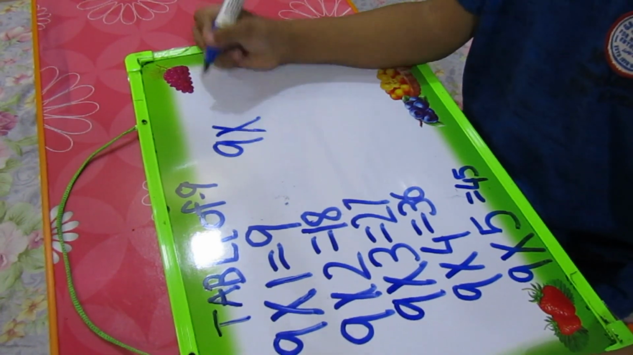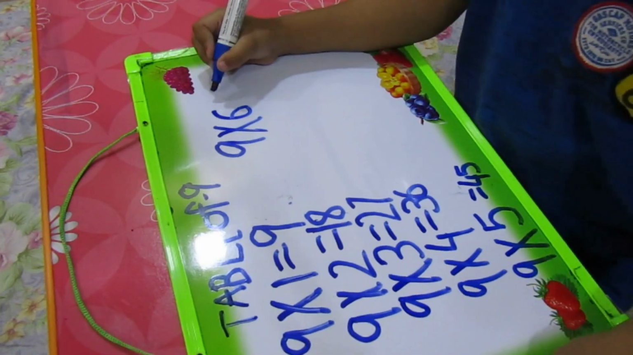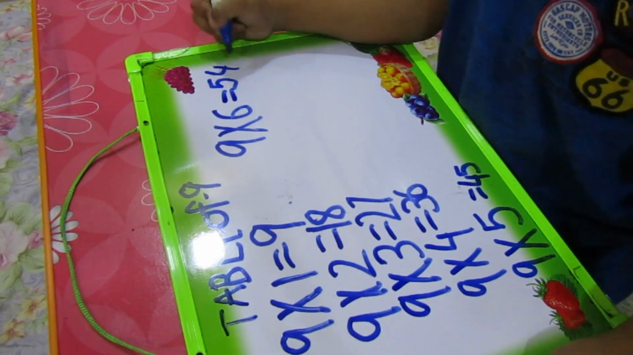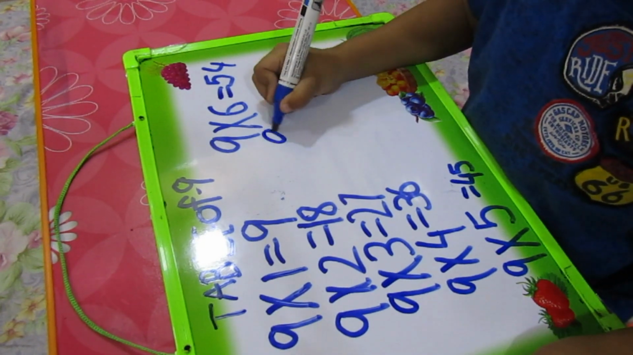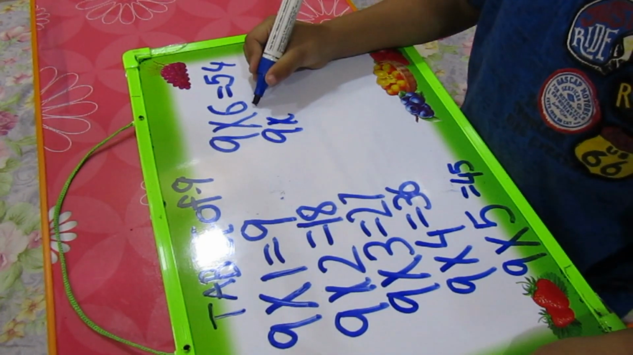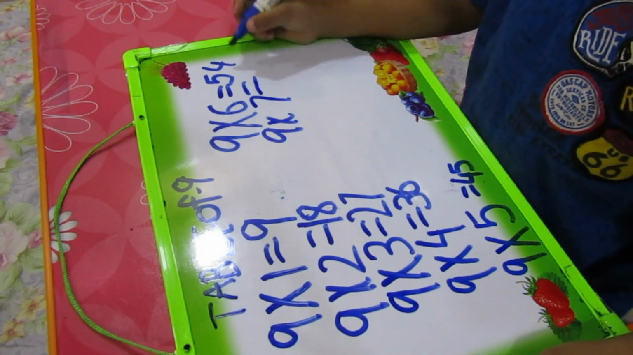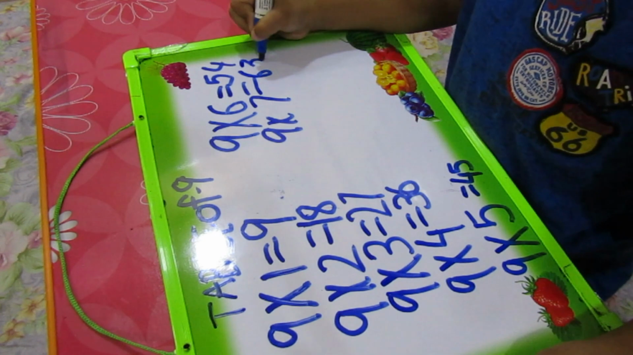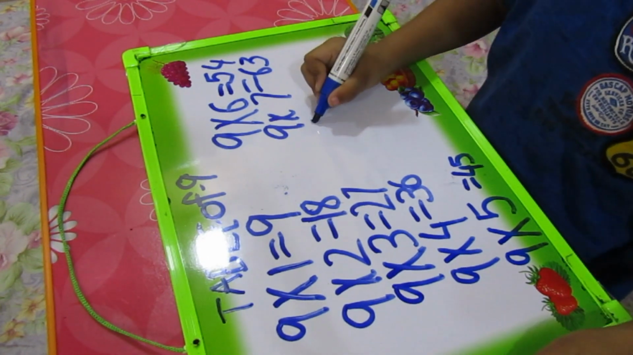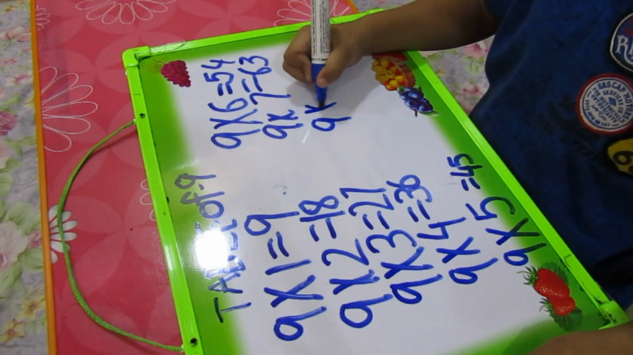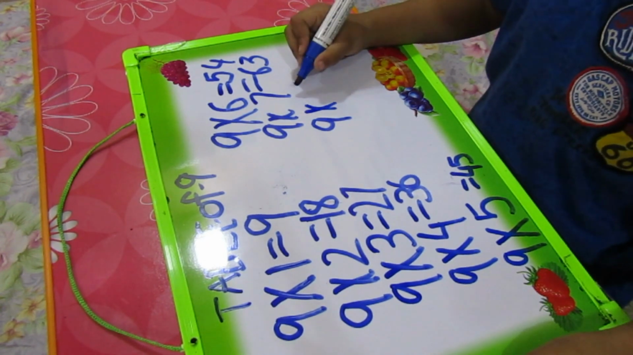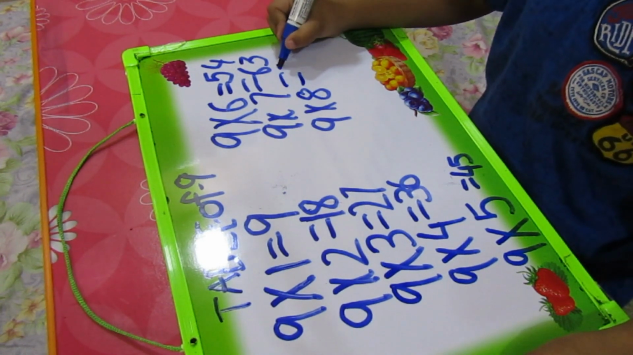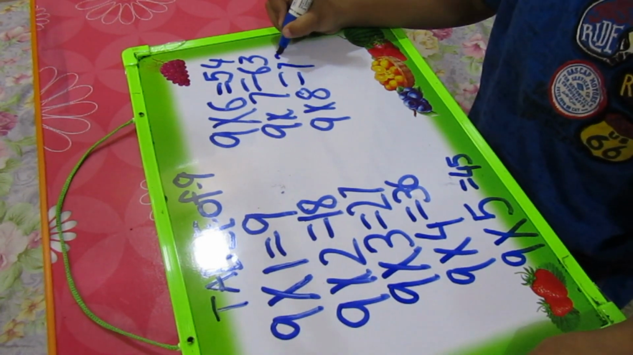9 times 6 equals 54. 9 times 7 equals 63. 9 times 8 equals 72.